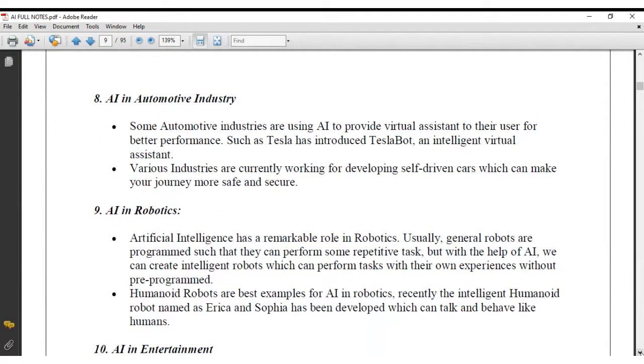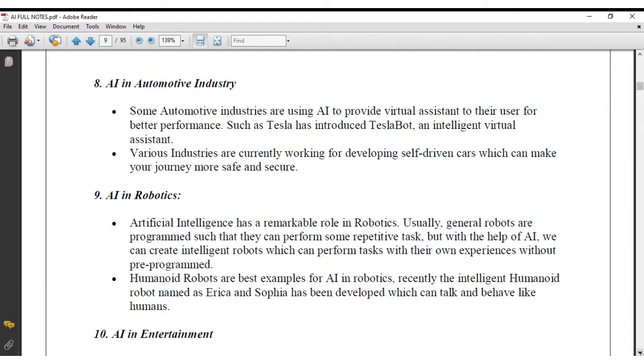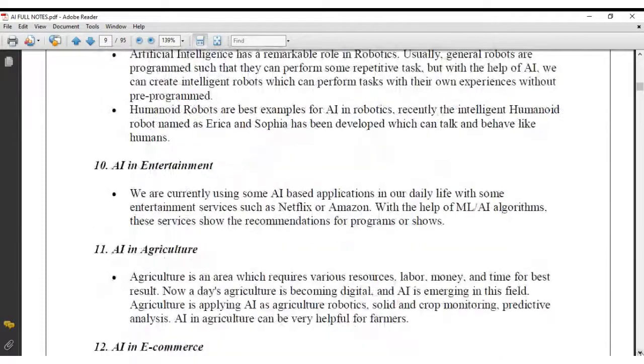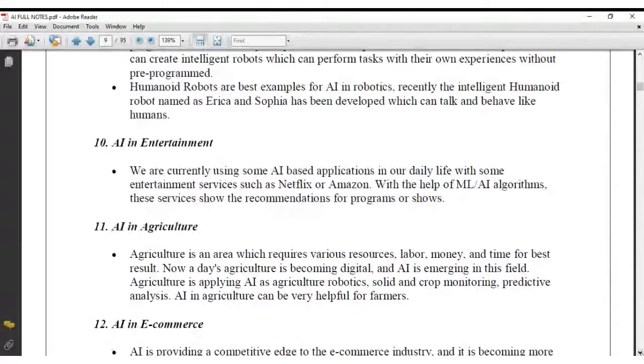The automotive industry is basically about cars, like Tesla and things like that, and the Tesla bot. So what is the Tesla bot? It's a chatbot for Tesla cars, where you can interact with the car and things that are related to it. Then AI in robotics is basically the building of humanoid robots. Then AI in entertainment, things like Netflix and Amazon, and some of you have mentioned the Netflix bot, where Netflix has its own chatbot. Amazon and such things can recommend TV shows or programs for you.